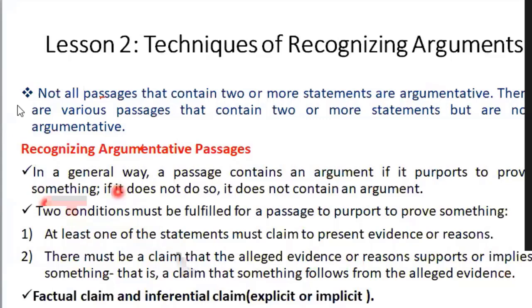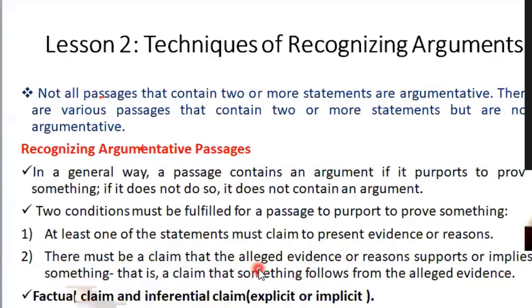Indirectly, we are saying the two conditions are factual claims and inferential claims. The factual claim is the fact of the statement, that is the premises, and the inferential is the conclusion. The inferential link is the relation between the factual claim and the conclusion. But here the inferential claim can be explicit or implicit. When we say an inferential claim is explicit, we're saying that it's expressed.